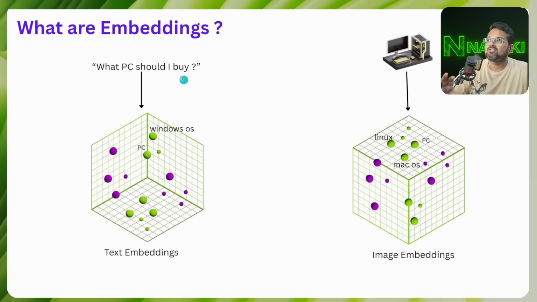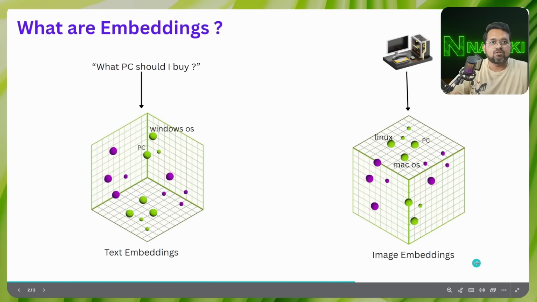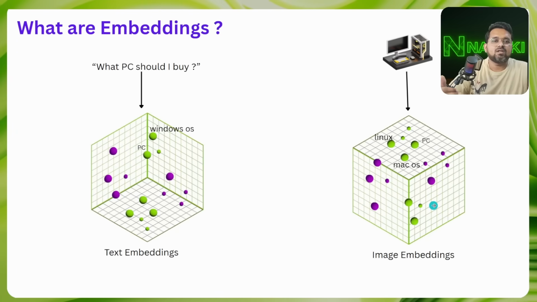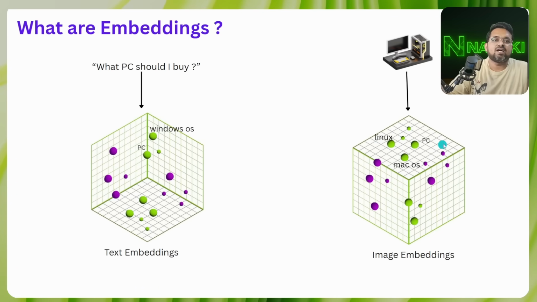Now suppose instead of asking a question in text, the user uploads an image of a PC. So we don't know what it is, and we have to use image embedding models which process the image to form a vector representation. Here it finds PC as a vector representation, and other than that it has the most cosine similarity with Linux and Mac OS. Hence the LLM will form an answer with PC, Linux and Mac OS as the context.